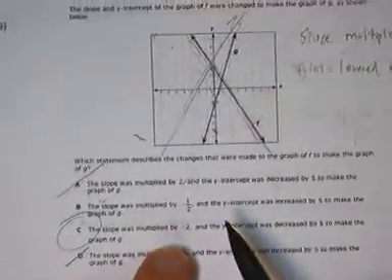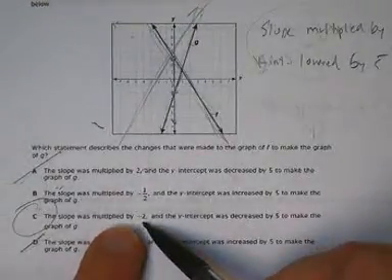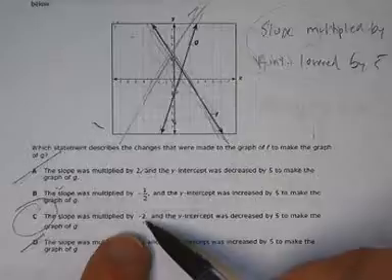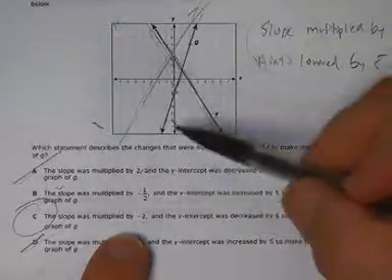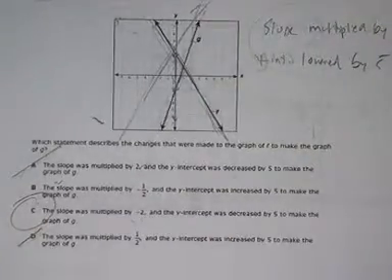Wow, you couldn't see any of what I just did there. I'm really sorry. We do need to multiply the slope by a negative. Also, if you'll notice, by multiplying by 2, we make it steeper, which G appears to be steeper than F. So that confirms to me that C is the right answer.